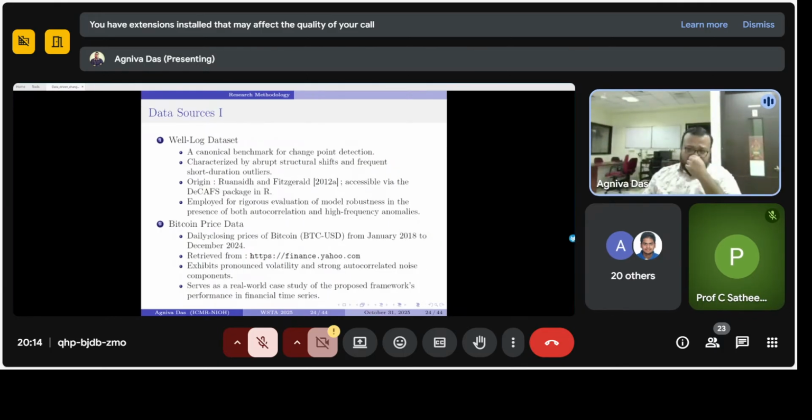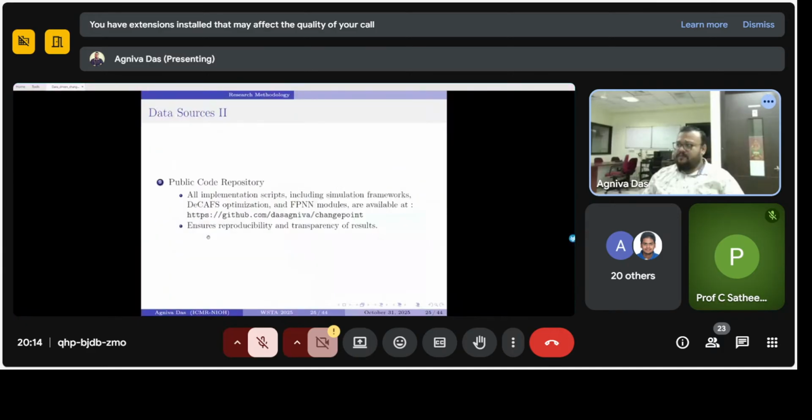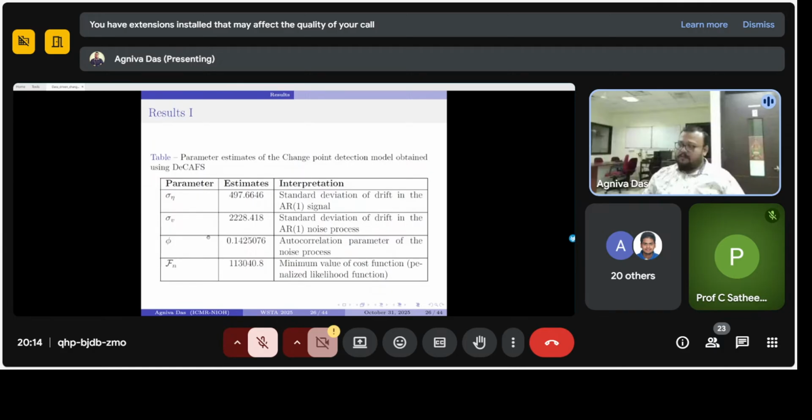We have retrieved that directly from Yahoo Finance, and a public code repository has been made on GitHub. If anyone wants to check out the code, they can check it out here. And these are some of the parameter estimates that we have for the change point detection model, which is the penalized AR1 model that we're talking about.